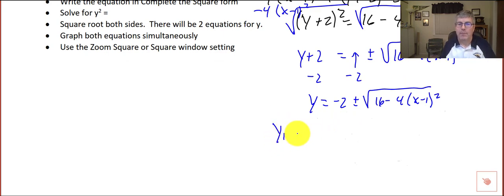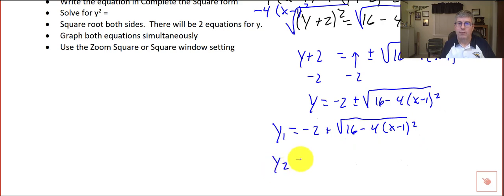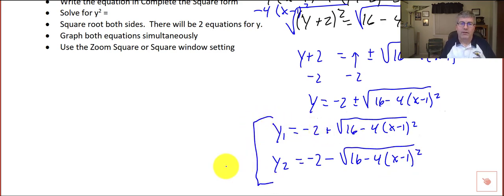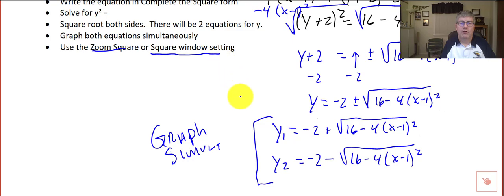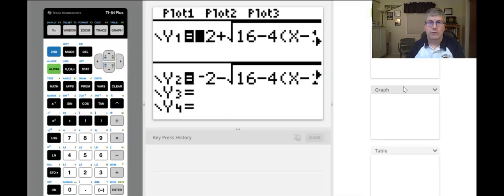I'll do the top half, y1 equals negative 2 plus the square root of 16 minus 4 times (x minus 1) quantity squared, and y2 will also equal negative 2, but now minus the square root of 16 minus 4 times (x minus 1) quantity squared. So I'll graph these two simultaneously in my graphing calculator. I'll use the zoom square or a square window setting to get a nice picture.